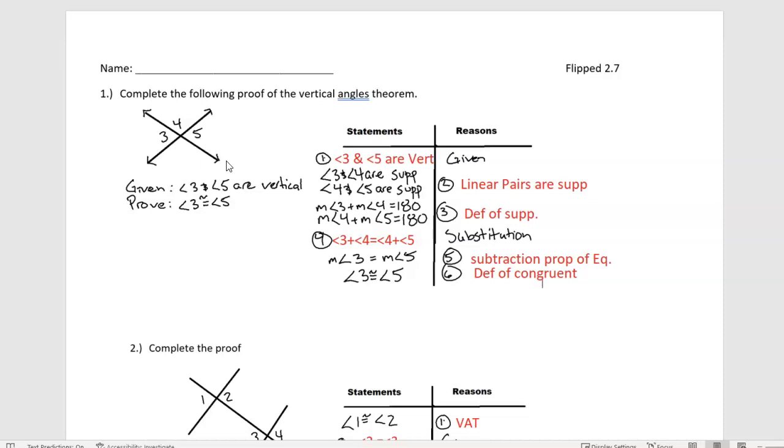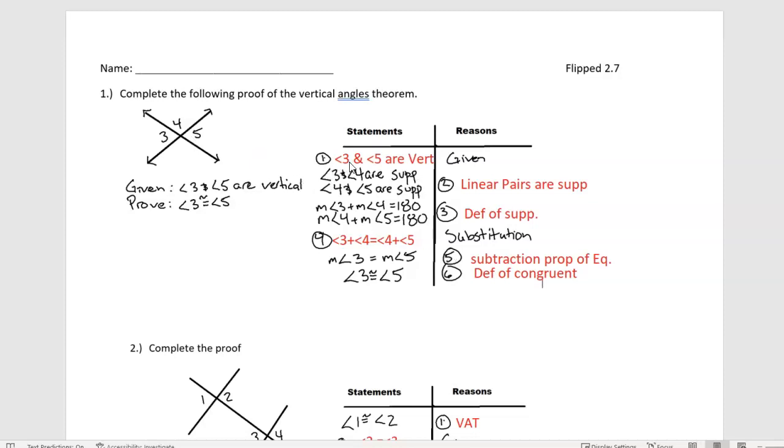Number one was straight out of your notes. I just want to make sure that you understand the concept of how we would make the proof for the vertical angles theorem. The concept here is if both 3 and 4 add to be 180 and 4 and 5 add to be 180, then 3 plus 4 must equal 4 plus 5, and you could do some subtraction. We'll look at the whole proof right here though.